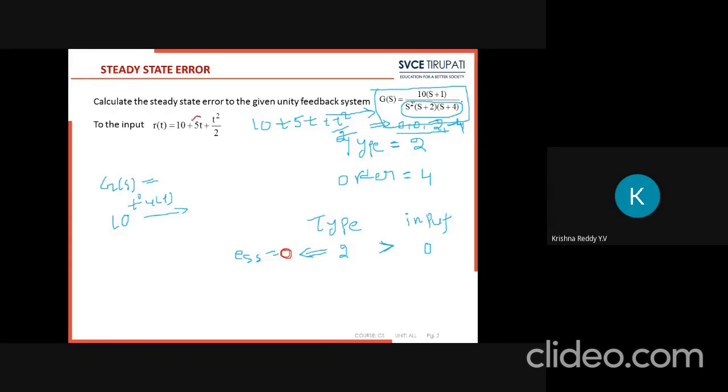If you give the 5t input to the system, it is 5 into t into u of t. It is t power 1. Now type is 2 and input is 1. Again, type is greater than its input. Now what is the steady state error? What is the steady state error when the type is greater than its input?